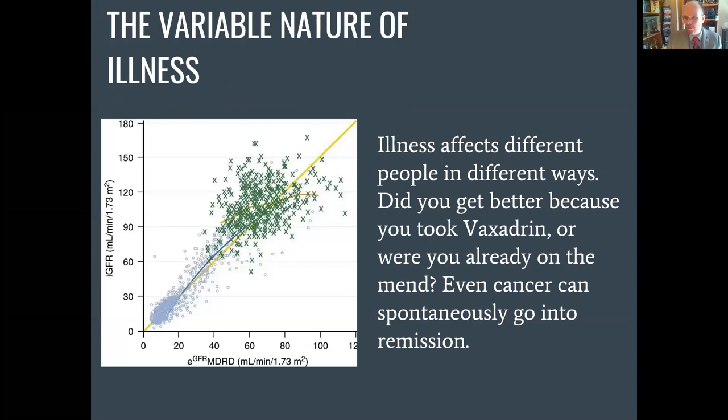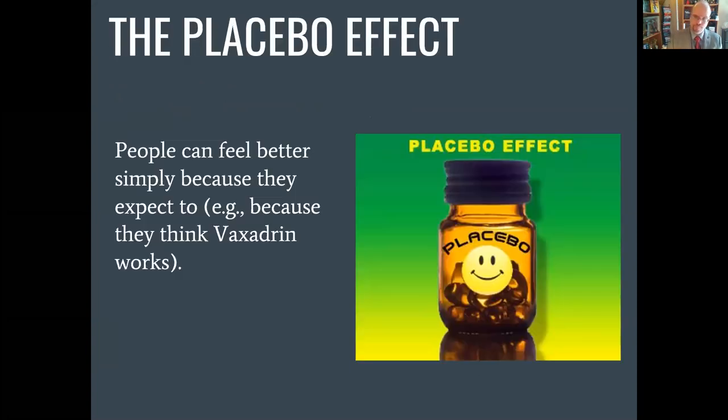First, the variable nature of illness. Illnesses affect people in different ways. Did you get better because you took Vaxedrin, or were you already on the mend? Even cancer can spontaneously go into remission, as we've discussed. And so the mere fact that you took something and then got better doesn't necessarily mean that it made you better. You might have already been on the mend, for example.